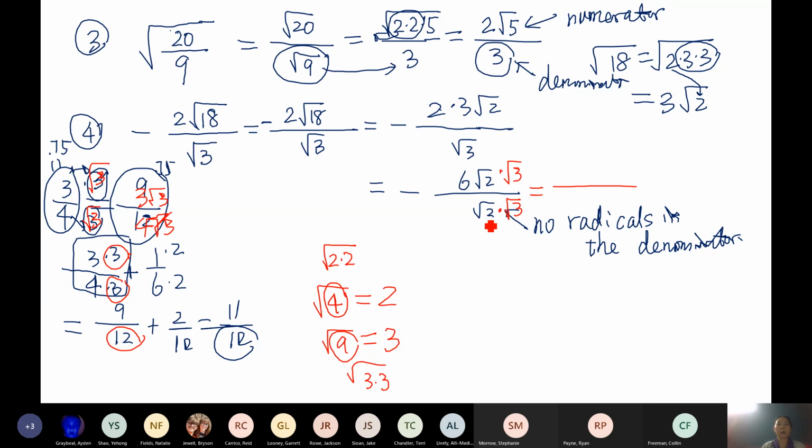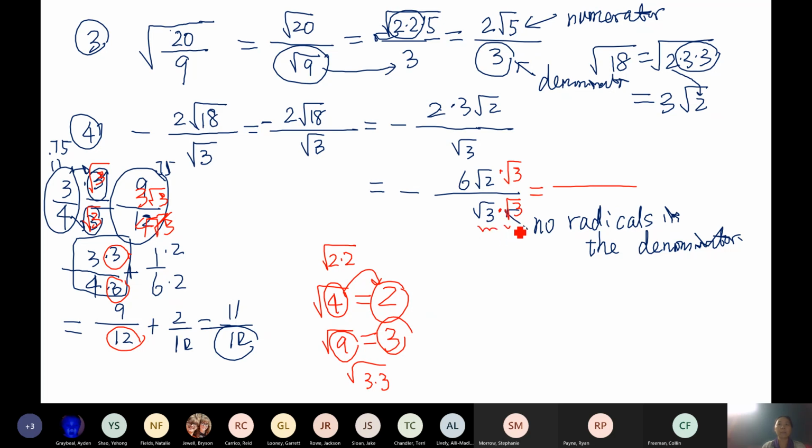So if you have a single copy of 3, you can't get rid of the radical sign. But if you have 2 copies of anything, look, the answer is just a whole number now. You don't have any radical sign. So that gives me an idea. I should multiply another copy of square root 3.